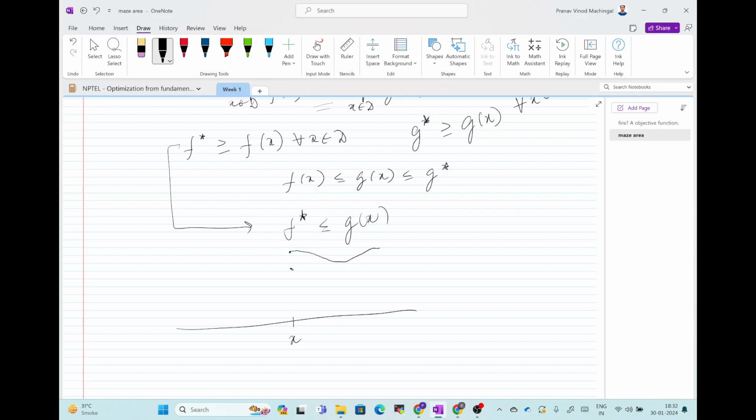Wherever, but at some other x, you mean something like this? Correct. This way, in this case, f star would be greater than g of x. So this is our f star, and let's say this is greater than this g of x. That is what you're saying, right? Yes, correct.